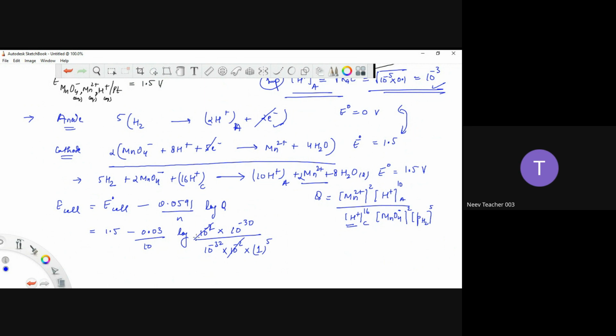So from here to here, this cancels out. If you take this 10 to the power minus 2, it goes up, it becomes 10 to the power 2. So from this to this, 5 times goes up. Correct? So what are you left with? You are left with 1.5 minus 0.006, right? So just subtract this value, and that will be your answer.